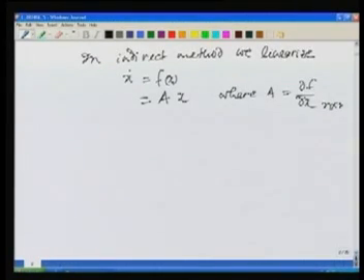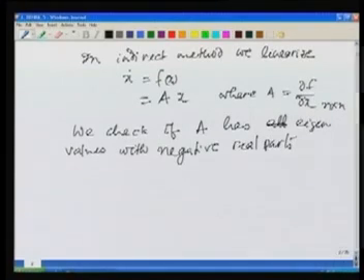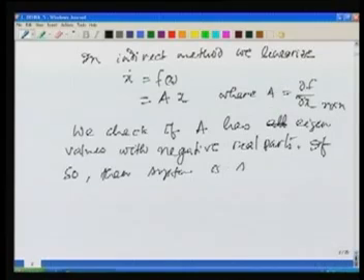So, this is an n by n matrix, and we check if A has all eigenvalues with negative real parts. If so, then the system is stable. That is what we discussed in the last class.